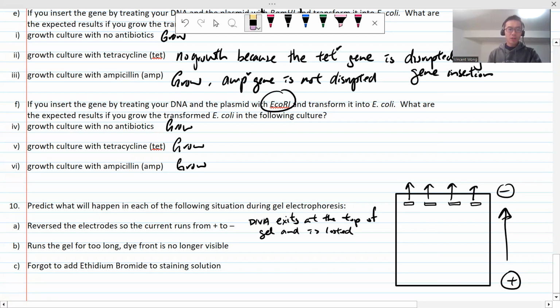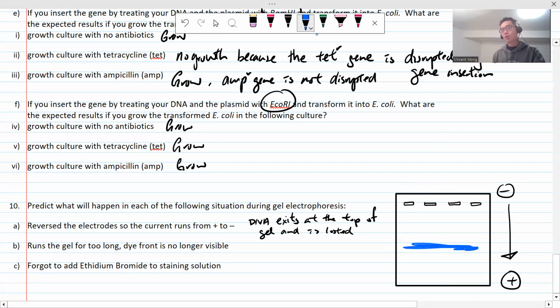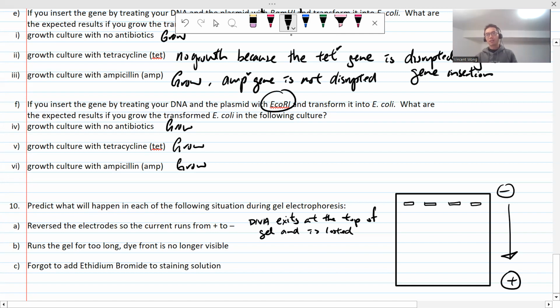What if you run the gel for too long and the dye front is no longer visible? Remember, the dye front is like the blue line, right? That shows the dye, and it gives you a rough idea of where the sample might be at. But the dye is gone. It exits at the bottom. Well, what does it mean? Well, if the dye exits, then you can guarantee most of your samples are gone.